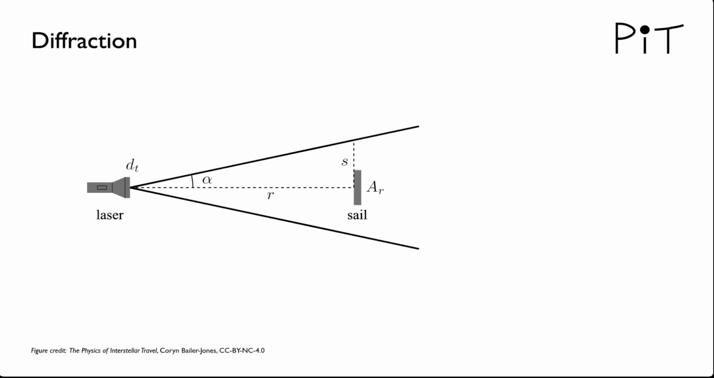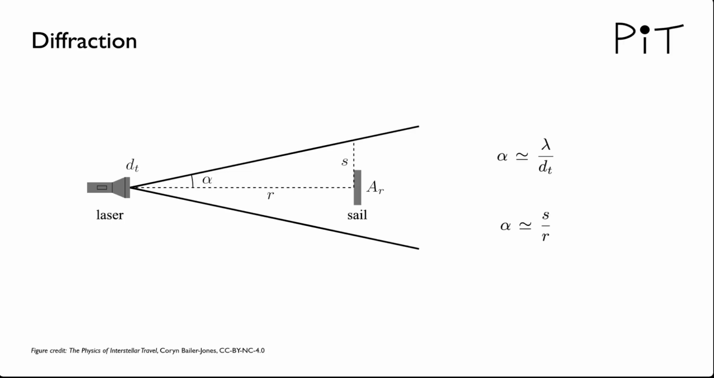So far, we've assumed that the light emitted from the sail reaches the laser eventually. But in practice, diffraction will spread out the beam significantly, and some of the laser light will spill around the edges of the sail. The diffraction angle alpha, shown here, is of order the wavelength divided by the laser aperture diameter, dt. So for a wavelength of 1 micron, when the laser light is sent by a telescope with 10 meters diameter, this angle is 0.1 microradians, or 20 milliarcseconds.